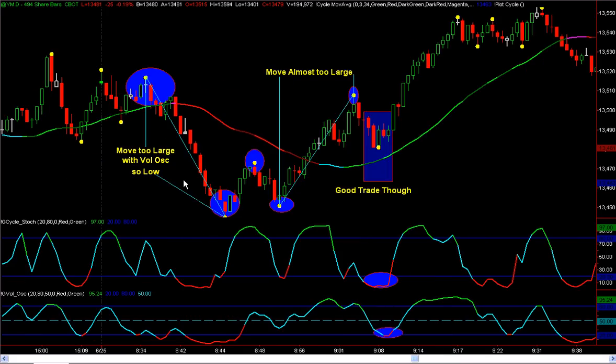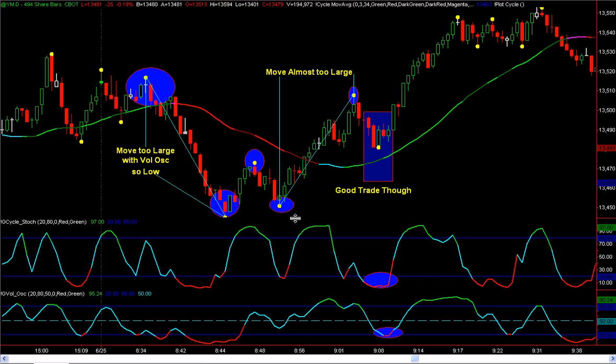I had marked this area. If you will notice, we had a downtrend in this area. We had a cycle moving average pullback in this area, and then we did have a move down. But if you will notice, the move was too large with the volume oscillator so low. See how the volume oscillator was just laying in this area, and it was too large of a move. It had taken too many points, had dissipated too much of the move in that one move, and it turned out not to be a very good trade.